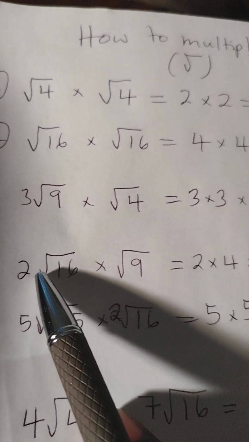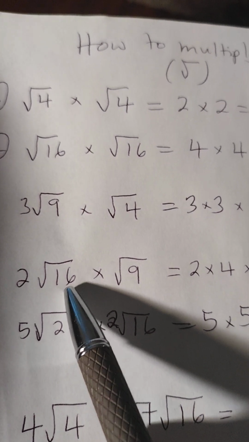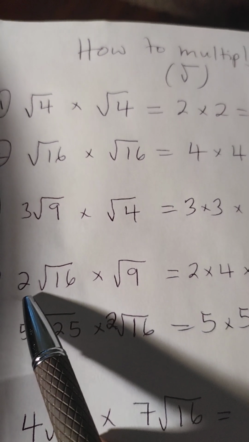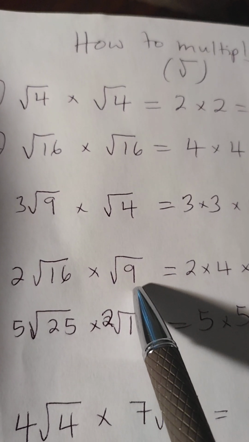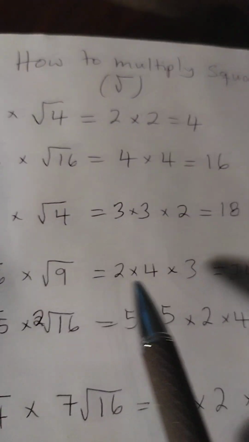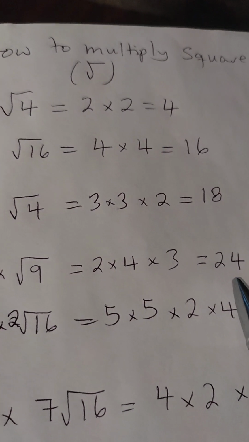On this one right here, it is 2 times the square root of 16. The square root of 16 is 4. 4 times this 2 right here will give you 8, times the square root of 9, which is 3. So 3 times 8 is 24.